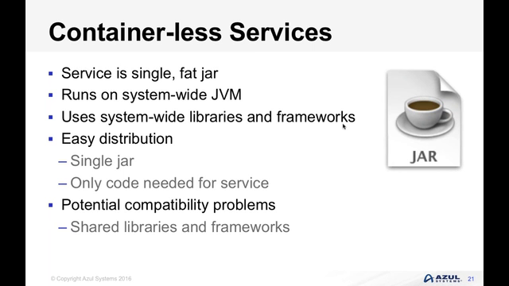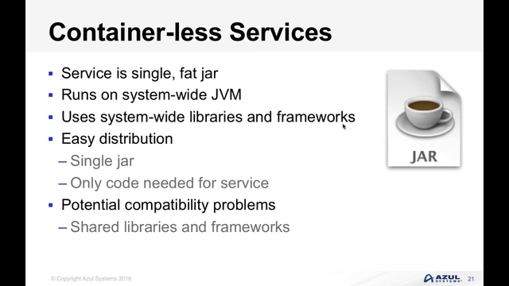So from a distribution point of view, it's very simple. We simply take our jar, we build it, and then we copy it onto the machine so that when we start it up, it's running whatever jar we want to run. That jar, as I said, only needs to contain the code for the service that we're building. The problem with that, the drawback, is that we're using the system-wide shared libraries and frameworks.